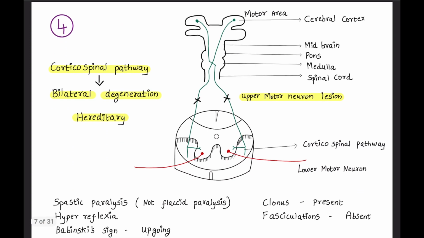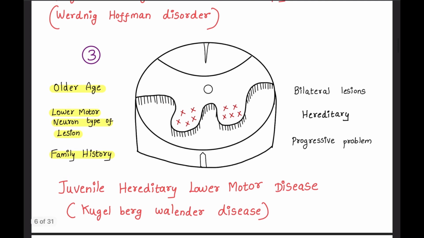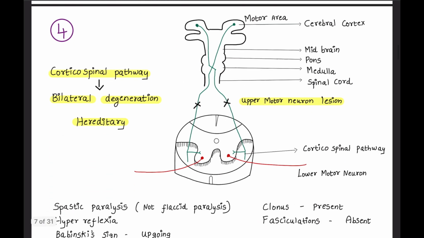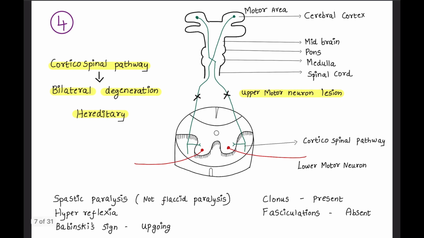In the next case, the fourth case, in the first three cases the lesions are in the anterior horn affecting the lower motor neuron. In the fourth case, the lesion affects the upper motor neuron. So what is this upper motor neuron? Upper motor neurons are nerve fibers from the cerebral cortex of the brain to the spinal cord.